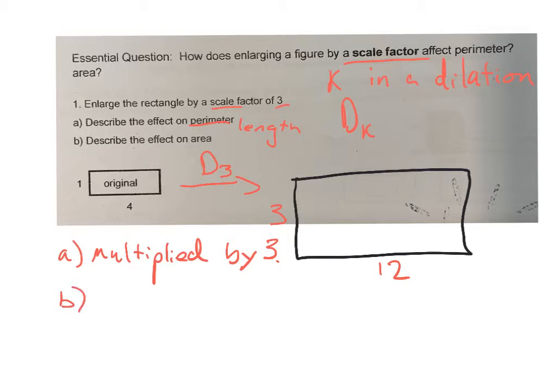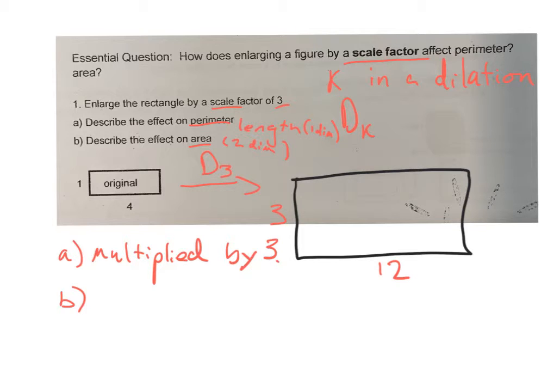Now, what's going to happen to the area? Length has 1 dimension. Area actually has 2 dimensions. So if you're talking about units, you'd be talking about something like centimeters squared or feet squared, something like that. So I'm just going to write 2 dimensions next to area.